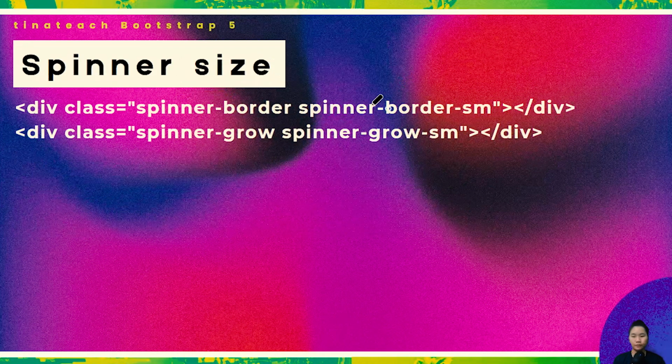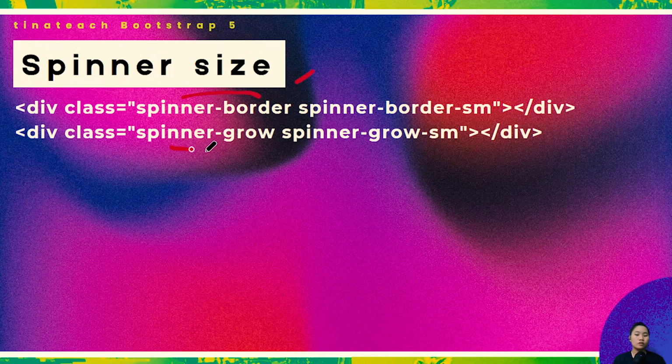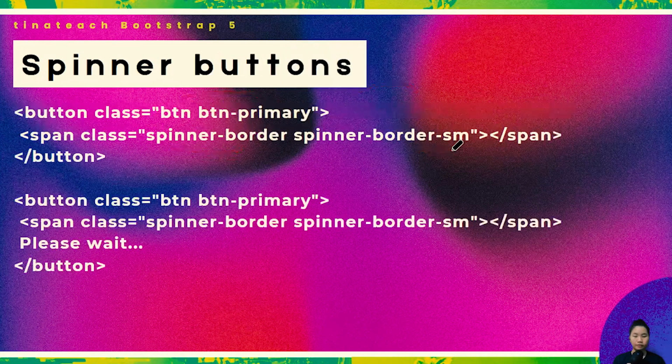You know the drill. Next up, to spinner size, we go with spinner border. For this one, we don't have any special animation, but spinner grow, we do, okay? So the difference between these two is whether or not you want a certain animation or you just want the classic one. And then spinner border SM, if you remember, small, right? SM is small, so we want a small spinner.